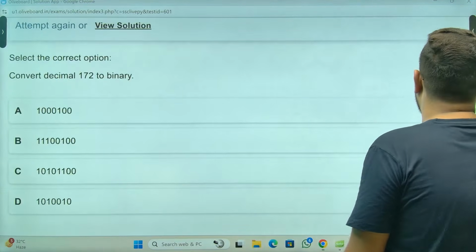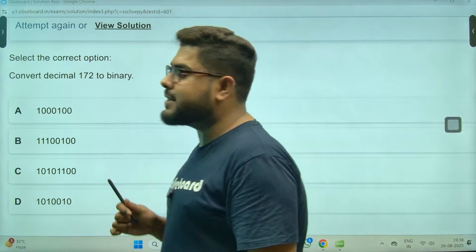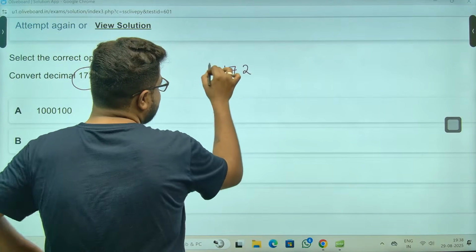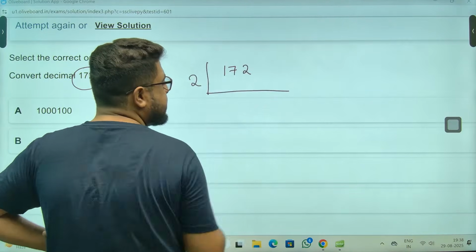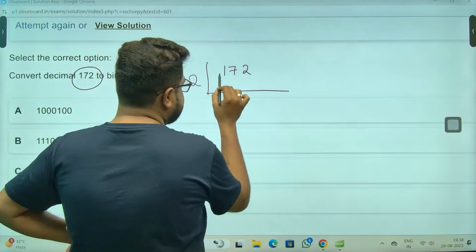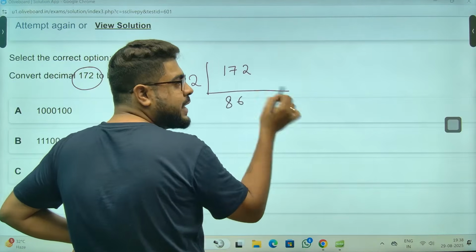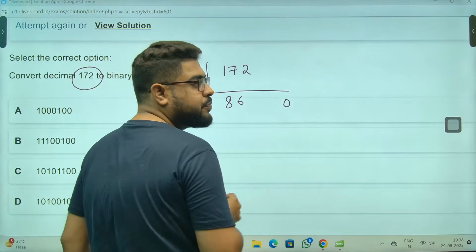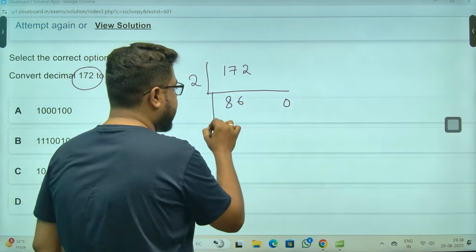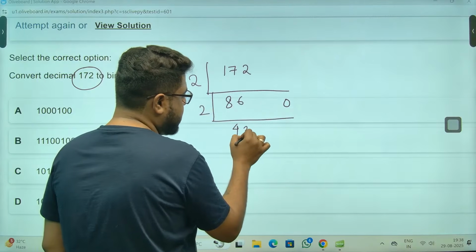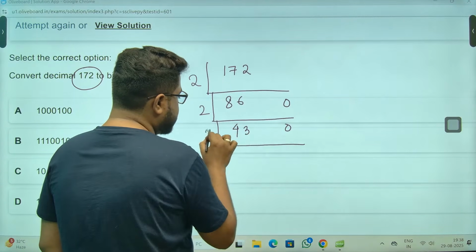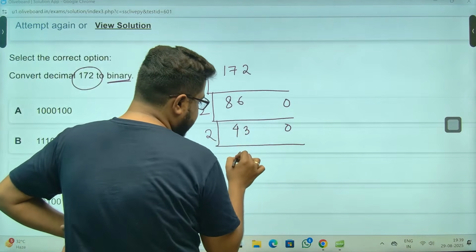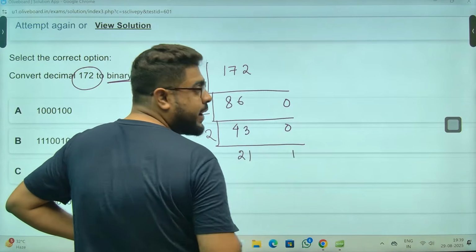Sir, binary, how to convert? Again, these things are also coming. Sir, divide by 2. Remember, there is only one method. 2 8s are 16, 86. Now, if you don't get any remainder, just write 0 here, because you are not getting a remainder. Again, do the same process. 43, no remainder, 0. Binary means always 2, remember. So again, 21s are 42, remainder 1, write 1.